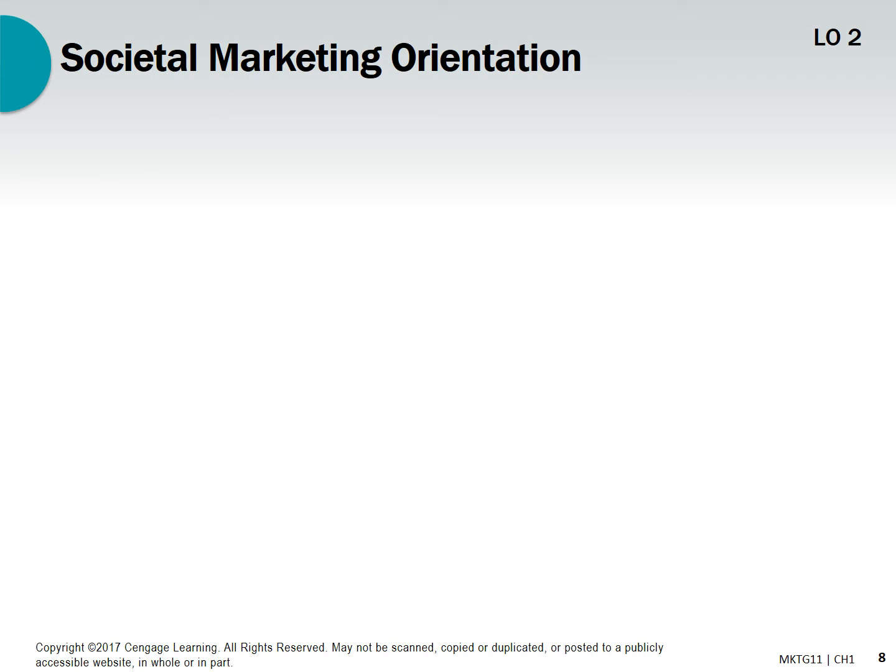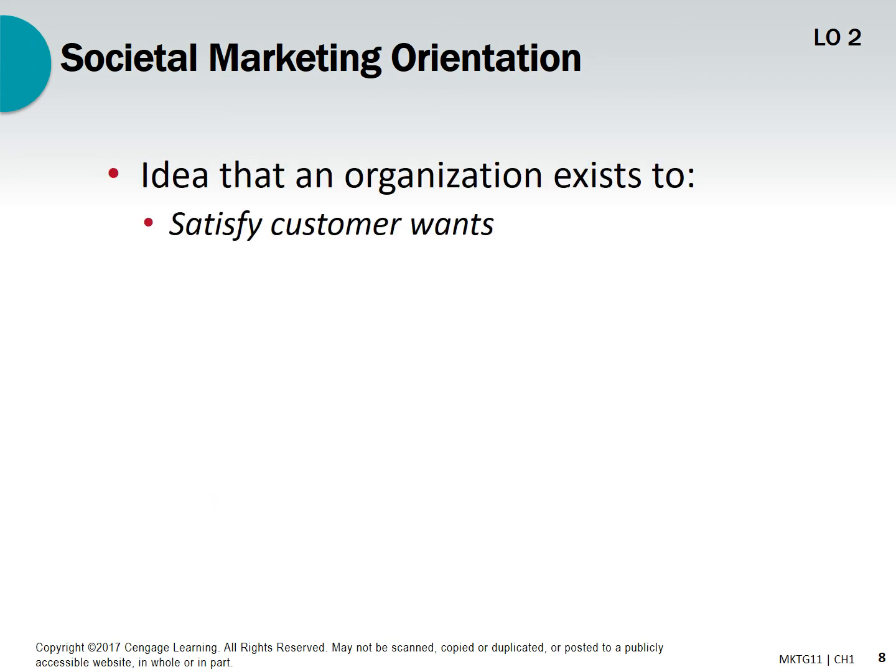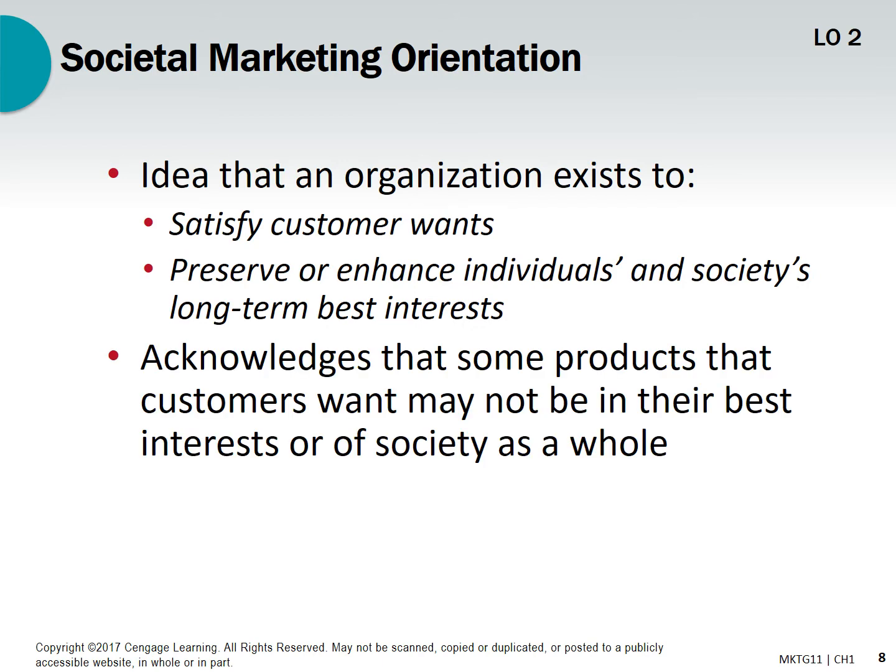Societal marketing orientation. Societal marketing orientation acknowledges that some products consumers want may not be in their best interest or the best interest of society as a whole. Organizations exist to meet customer needs and wants, reach their objectives, and enhance individual and society's long-term best interests.